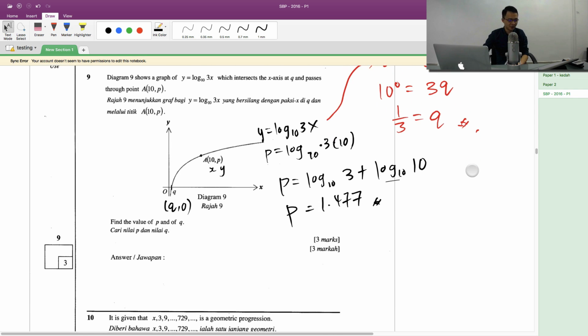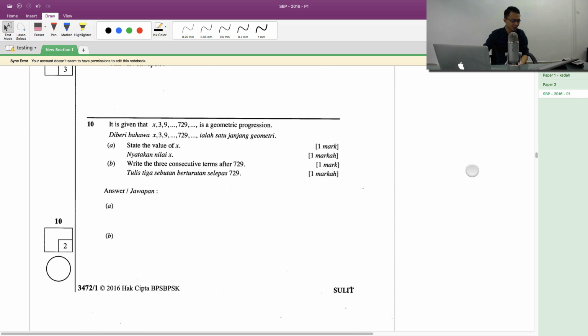Alright, so let me move on. Question 10. This is a GP and asks you to state the value of x. So obviously you know basically that it is divide 3, divide 3, divide 3, so x basically is 1. It's because 9 divided by 3 you get 3, 3 divided by 3 again, you just do 3 over 3, you get 1. So I know x equals 1.